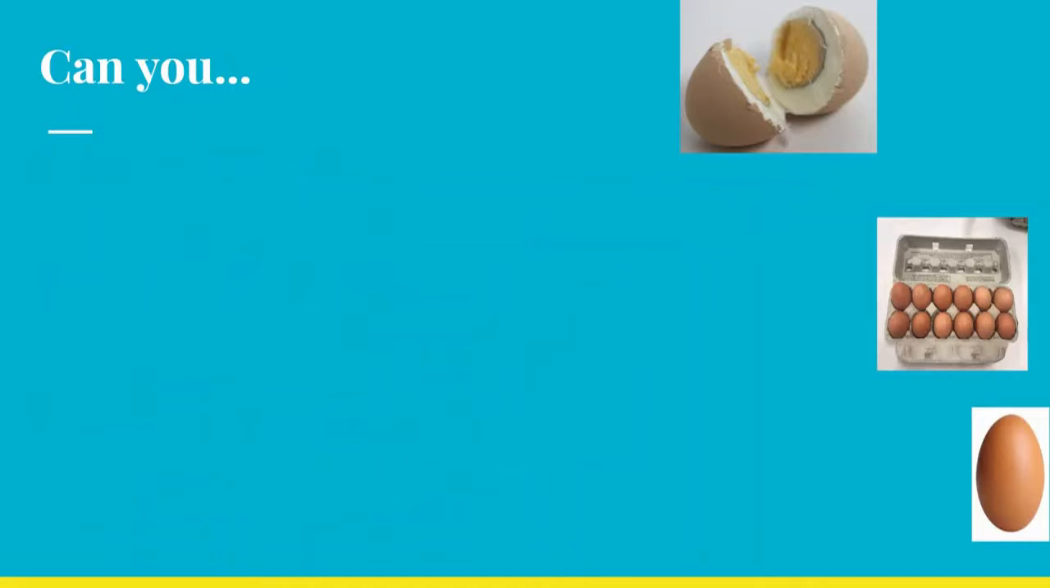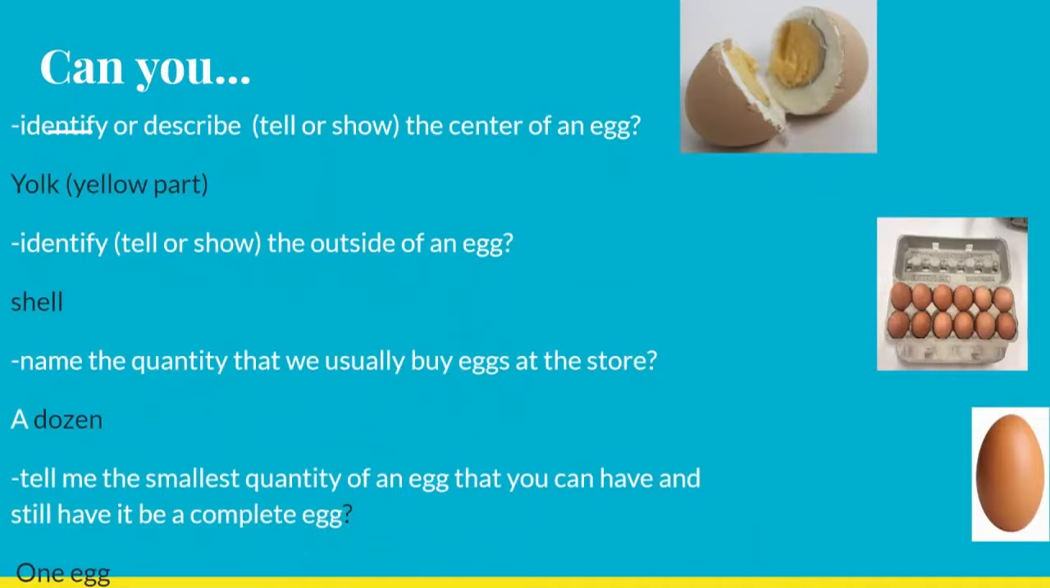So, real quick, can you identify or describe the center of an egg? Yeah, the yolk. Can you see what the outside of an egg would be? It would be right here. It would be the shell of an egg. How do we usually buy eggs? Well, we buy them as a dozen, right? But you can buy just one egg. So the smallest amount of an egg you can have that's still an egg and has all the properties is one egg. I want you to think about that as we go through talking about atoms and matter.